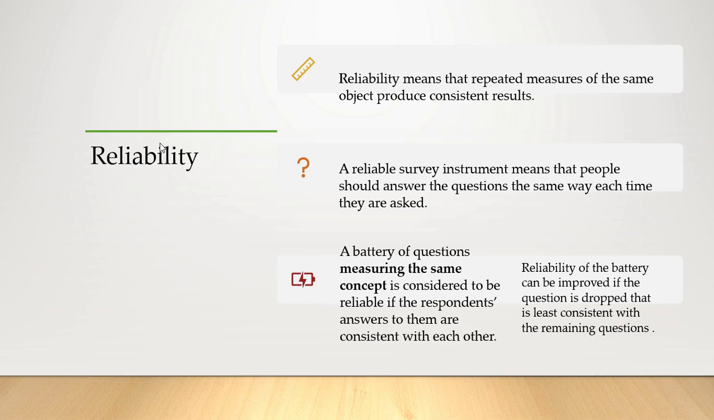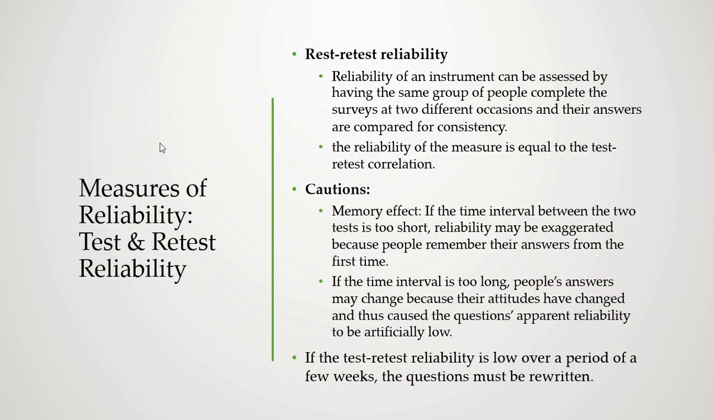For example, if a respondent changes her answer every time she's asked the same question, the question is unreliable. Remember that we use a battery of questions to measure the same construct. The battery is considered as a reliable measure of the construct if the respondent's answers are consistent for all questions in the battery. There are a number of ways to measure reliability. We are going to talk about the four most common reliability measures, including test-retest reliability, parallel form reliability, split half, and Cronbach alpha.